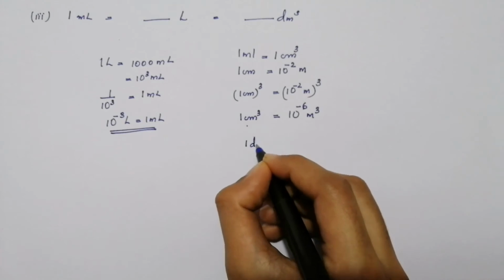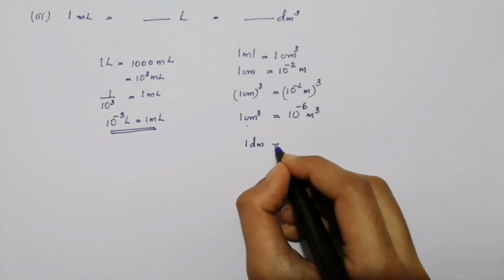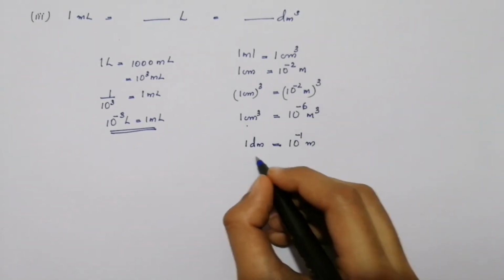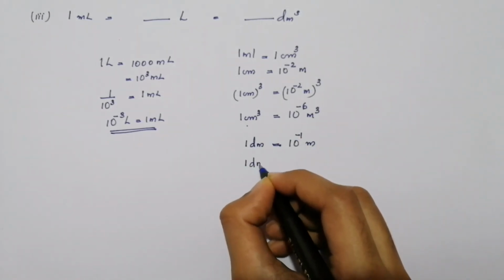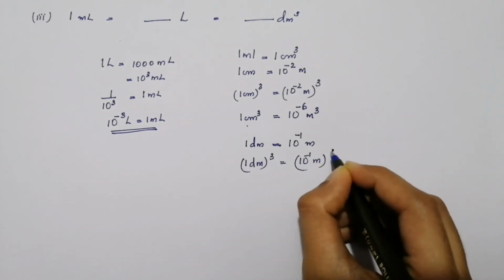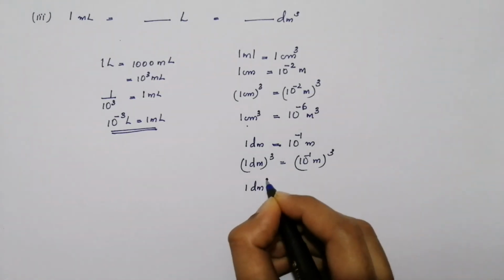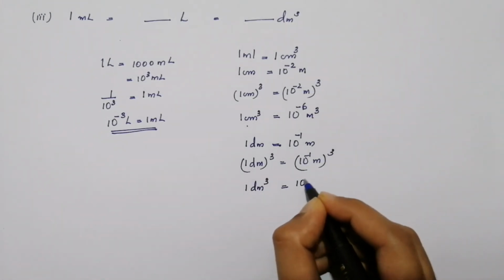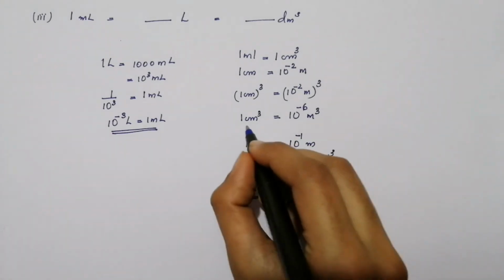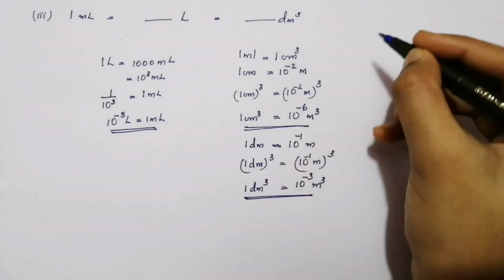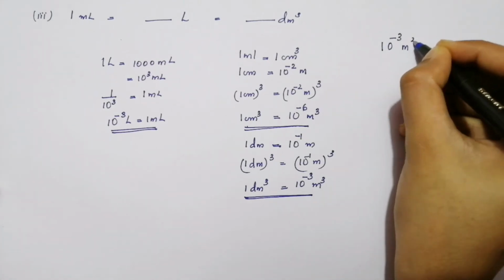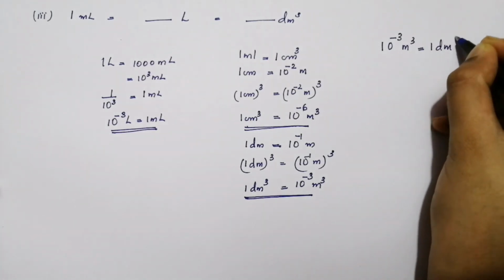Now let us write 1 decimeter is equal to 10 raised to minus 1 meter. Again, let us take cube on both sides. 1 decimeter cube is 10 raised to minus 1 meter cube. So we can say 1 decimeter cube is equal to 10 power minus 1 into 3, 10 power minus 3 meter cube. So this is the true information. Now we know that 10 power minus 3 meter cube is equal to 1 decimeter cube.